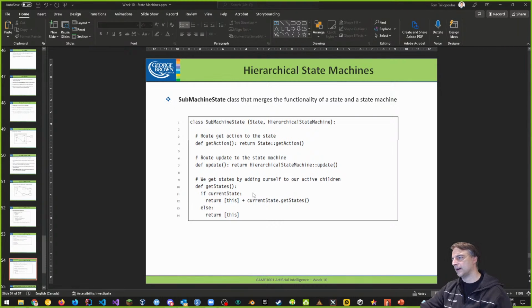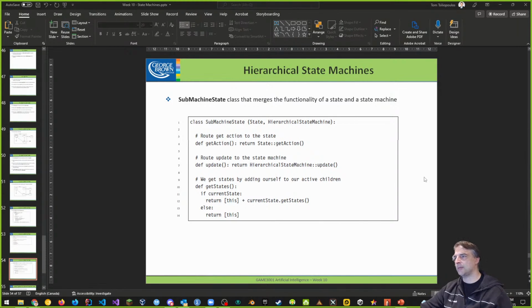So you might have a get action, which returns a state, right? An update, which returns a hierarchical state machine update. It's going to go to whatever hierarchical state machine it's inheriting from. It kind of calls the update function of the superclass, right? And get states, as an example: if I'm in my current state, then return the current state's substates. So each current state would have a bunch of substates, if any, else return this state itself. So if there are no substates and there's only one state that we're talking about, then just return this.